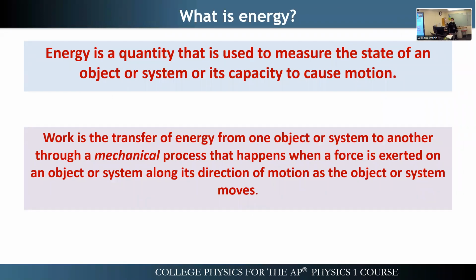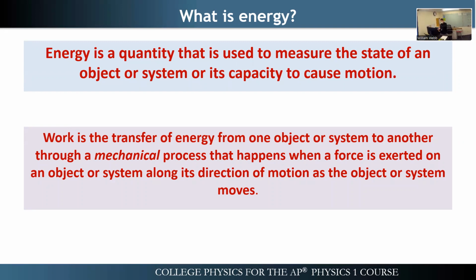All right, and then here is one other definition of energy. If you don't like the ability definitions, here's an alternate thought. It's a quantity used to measure the state of an object or system or its capacity to cause motion. They're just switching out the word ability for capacity, so it still feels pretty similar, but slightly different.